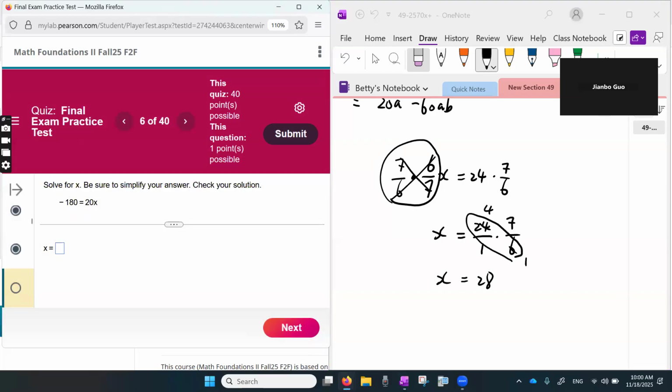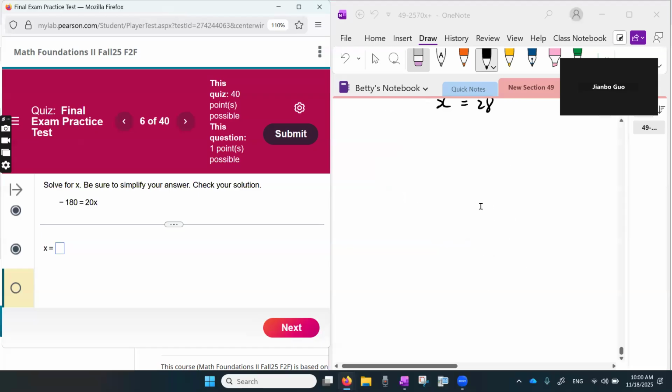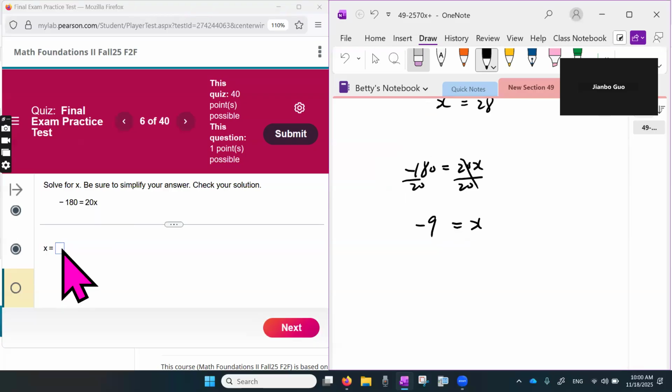Number 6. Okay, this one is also very straightforward. 180 equals 20x. Divide each side by 20. And we have x isolated on the right side. On the left side, negative 180 divided by 20 is negative 9. Only when x is negative 9, the equation is a true statement.